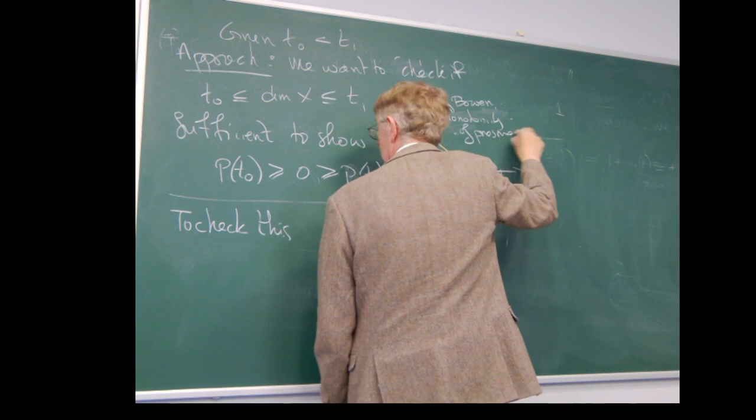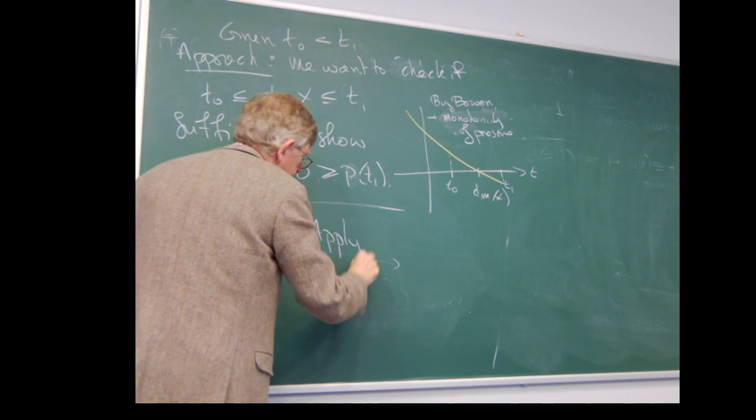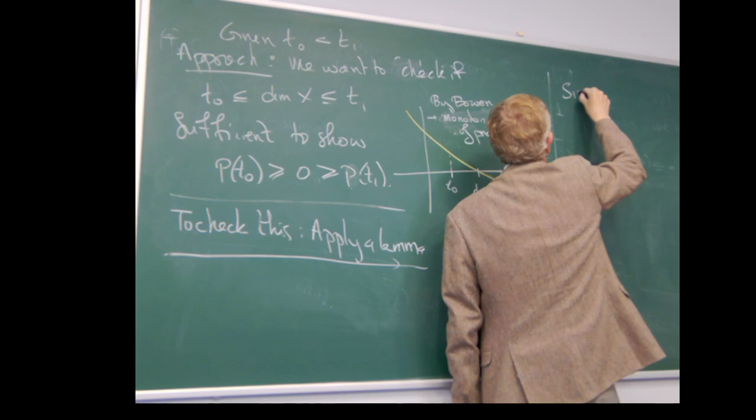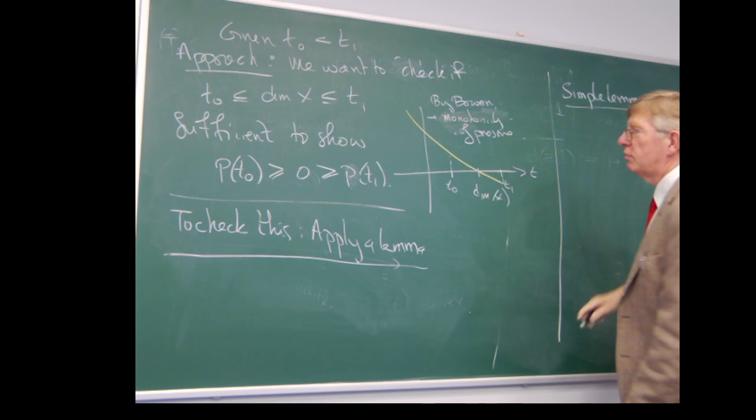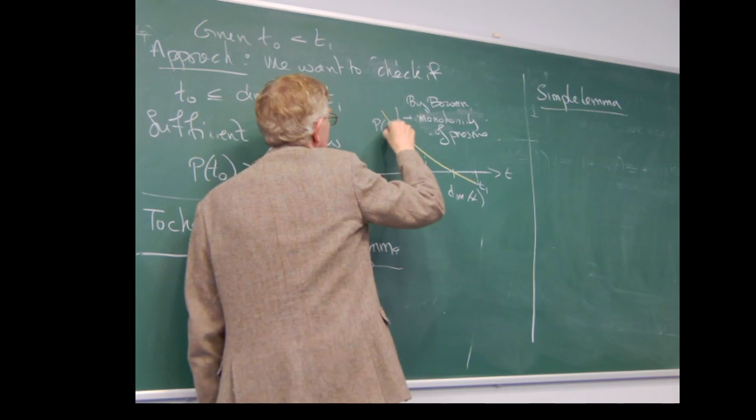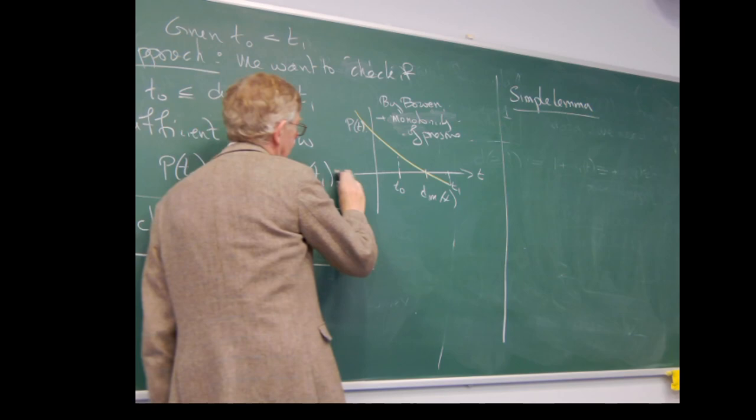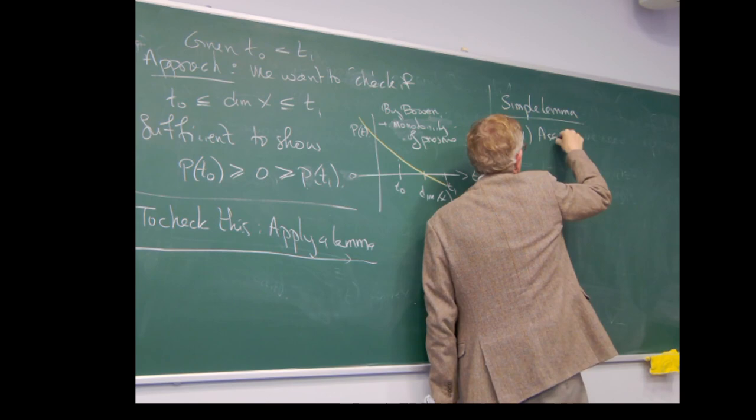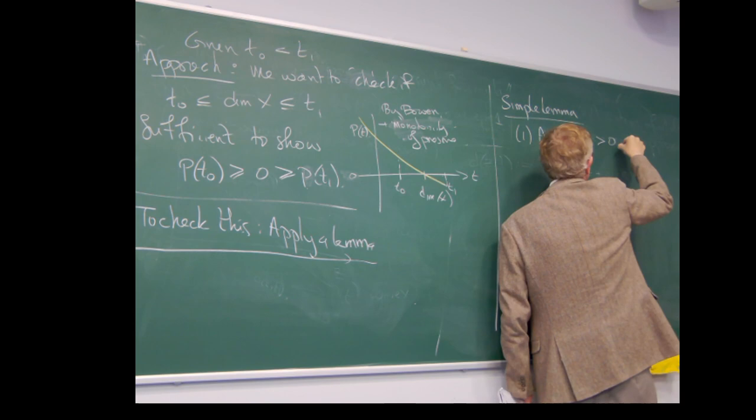We apply a simple lemma. And the lemma is the following. So my note is denoted simple lemma. So you give me a value of t0, and I want to show that the pressure function P of t at that value is bigger than 0, and I want to show at the value t1 that it's less than 0. So I'm going to use the following lemma. So let's assume, I've never known to chalk, assume we can find a function, and we'll call it f0.